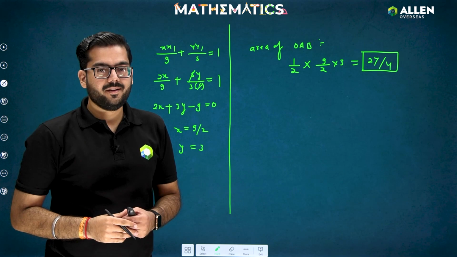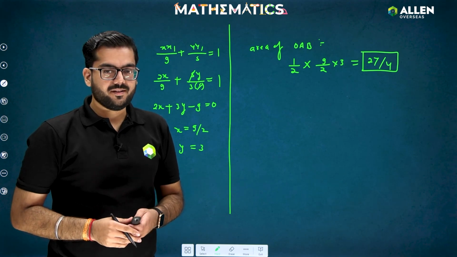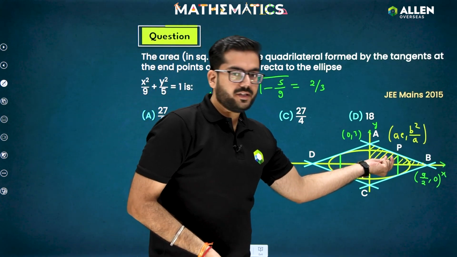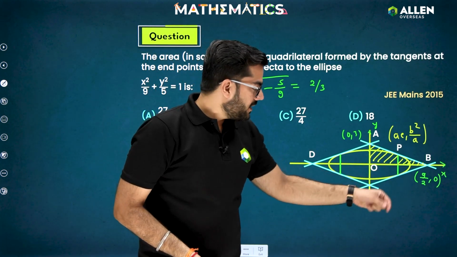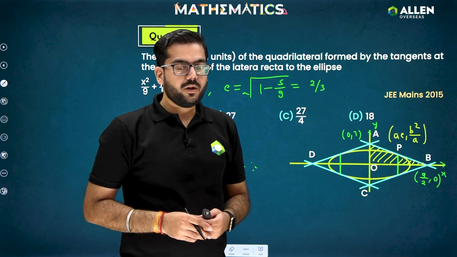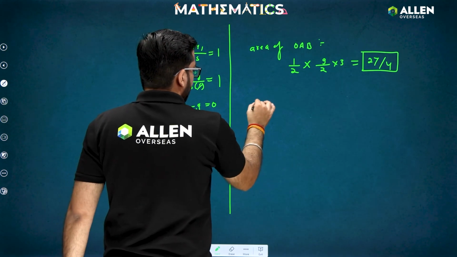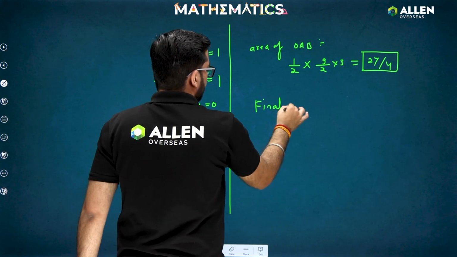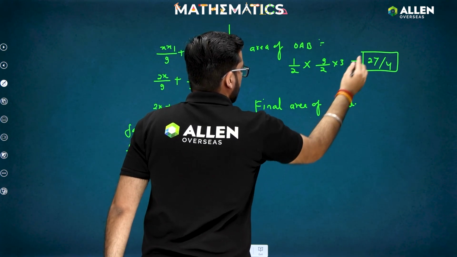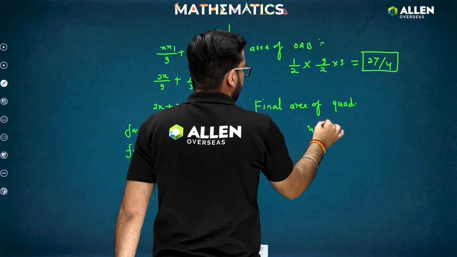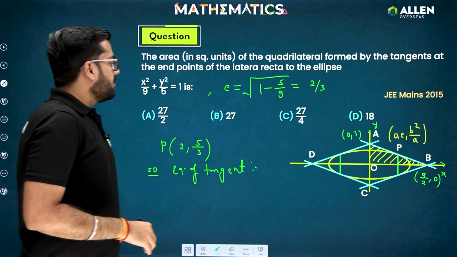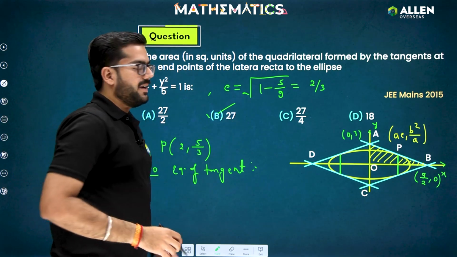Don't be quick. This is not the final answer, right? The final answer is what? We have the area of this portion as 27 upon 4, but the same we have here and here and here. So we should multiply 27 by 4 with 4. So the final area of the quadrilateral, you will get 4 times 27 by 4. That is 27 only, right? So you will get option B as the right one.